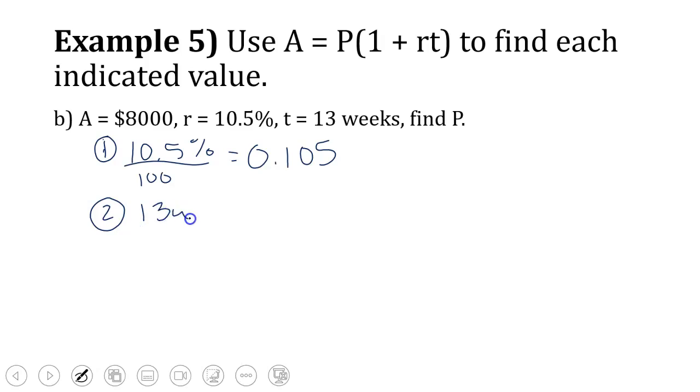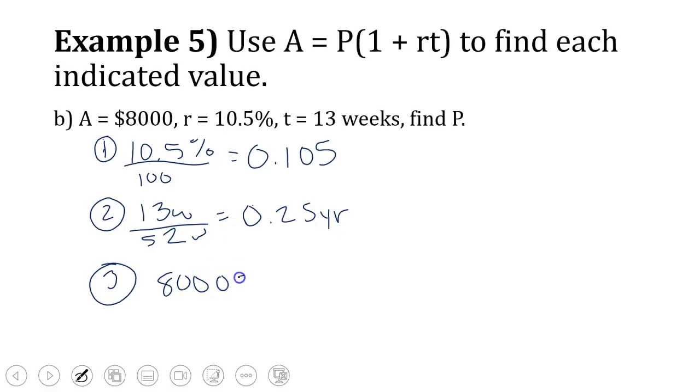And then now let's look at the time. Can we do anything with those 13 weeks? No, we need to put it in years. How many weeks in a year? 52. So 13 divided by 52. And you will get your new decimal, so 0.25 years. Now that we converted everything, plug it in your formula. So we know A. A is 8,000. We do not know P, so leave your P and then put 1 plus, and then our new decimal for R, and then our new decimal for our time.